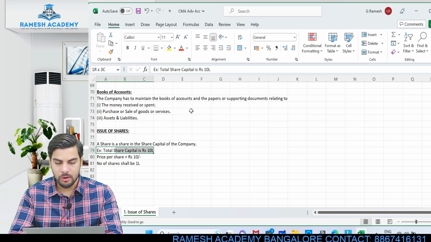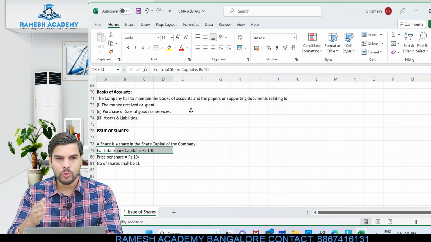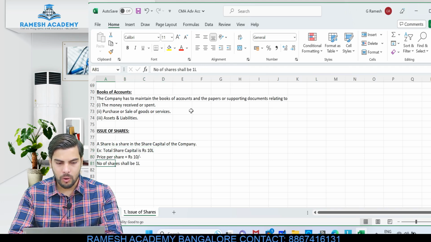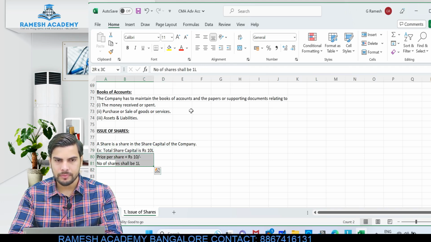or small portion. That small portion is what is called as shares. Look at this. This 10 lakh rupees is divided into small units. Okay, so 1 lakh units of rupees 10 each. Clear? So this 1 lakh is what is called as number of shares.